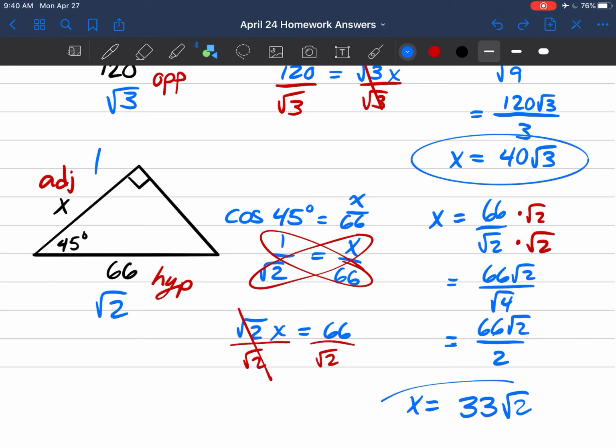How did that oval turn into a rectangle? Or how did that, you know what? We're just going to do that.